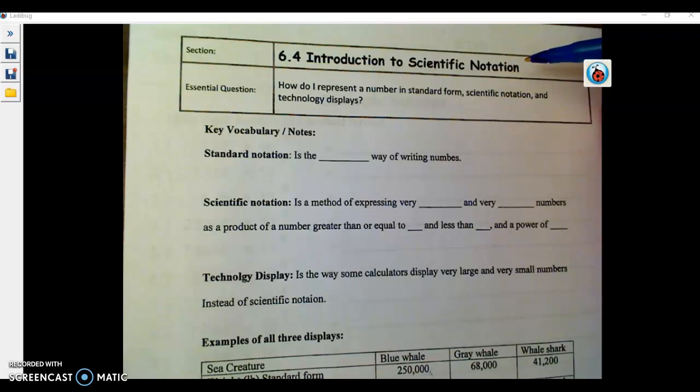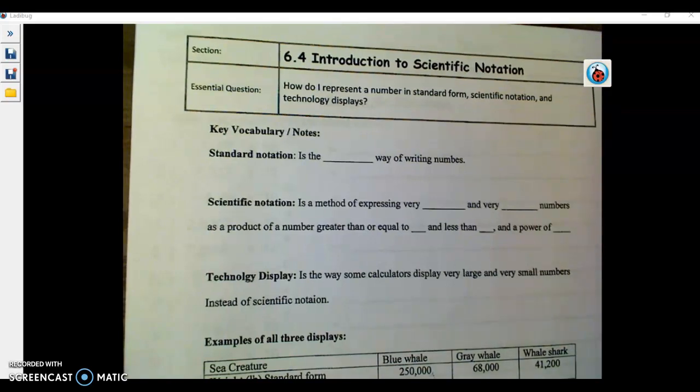Oftentimes, it's used in any kind of science field, any kind of medical field. When you work with very tiny, minuscule numbers, you see scientific notation, as well as even in some business classes, like accounting. Anywhere where you're going to work with really large numbers, you'll see scientific notation as well.